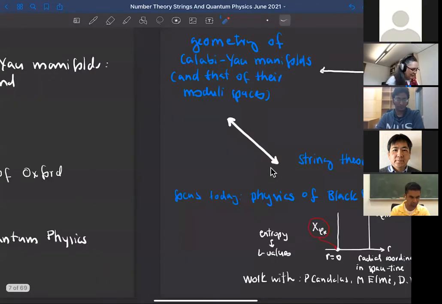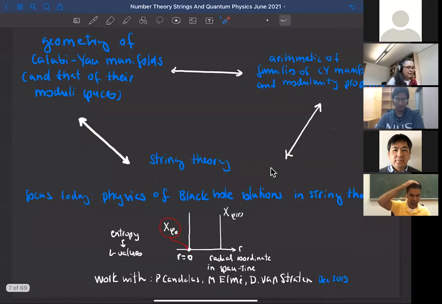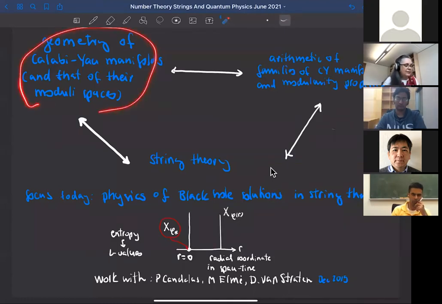I will talk about the black hole solutions in string theory, and how learning about this also involves studying the geometry of Calabi-Yau manifolds and their moduli spaces and their arithmetic.